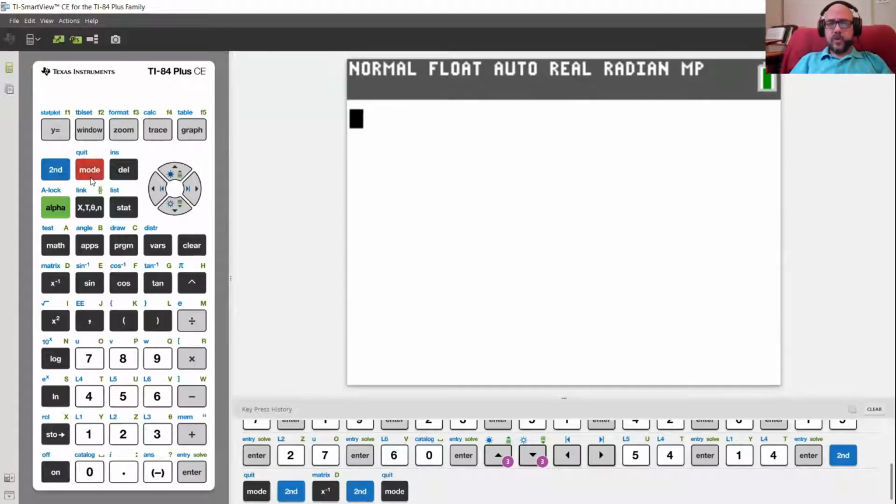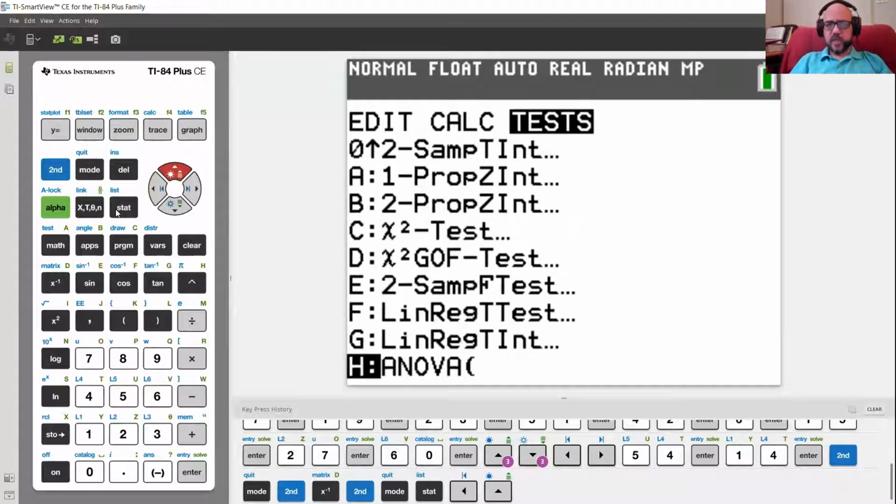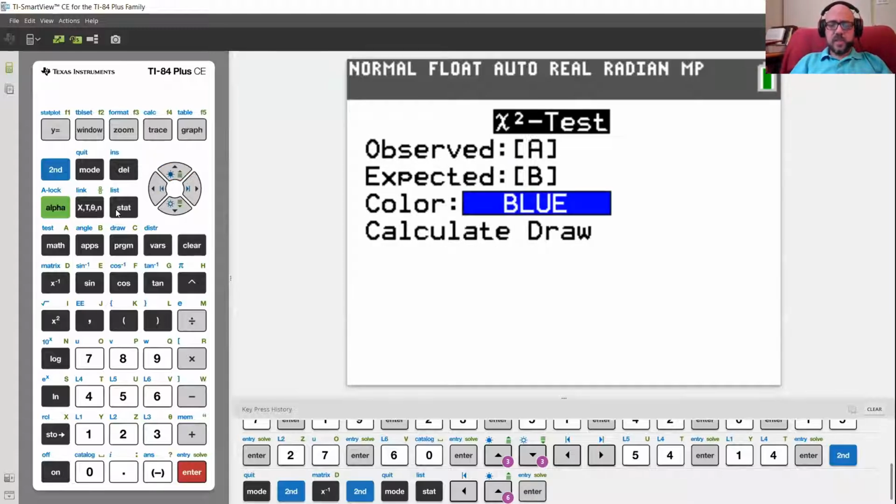And then what I'm going to do for the test is I'm going to go to stat, tests, chi-square test. So GOF test is goodness of fit. That's the one we covered in the previous video. This is the one we're doing right now. And it has 2 things which look kind of the same. One says observed, the other one says expected.